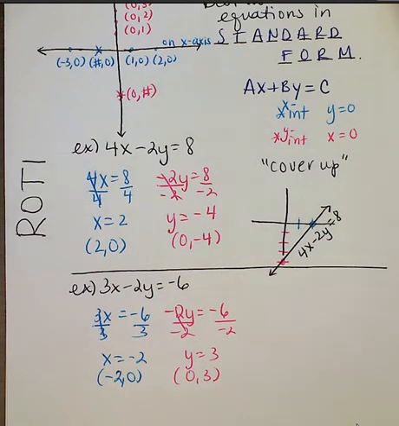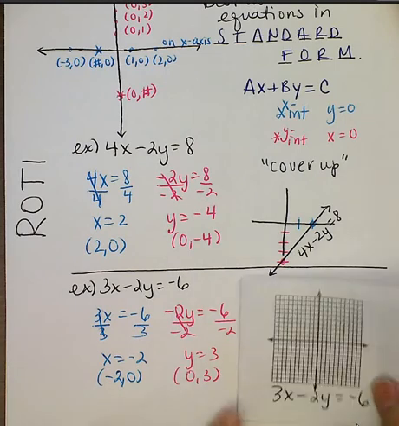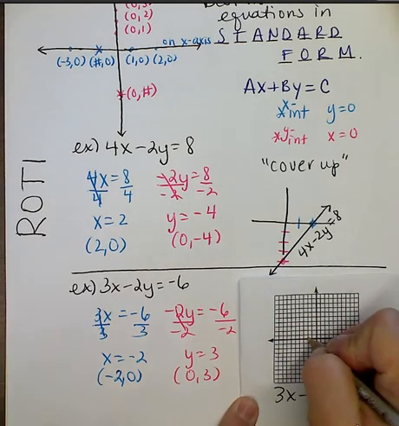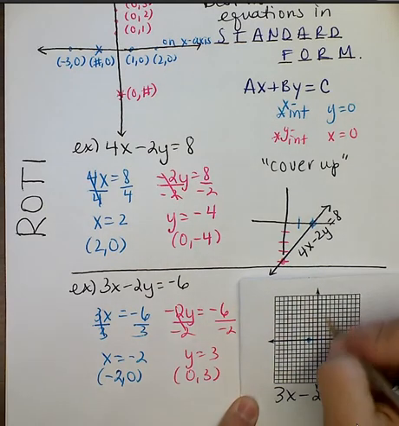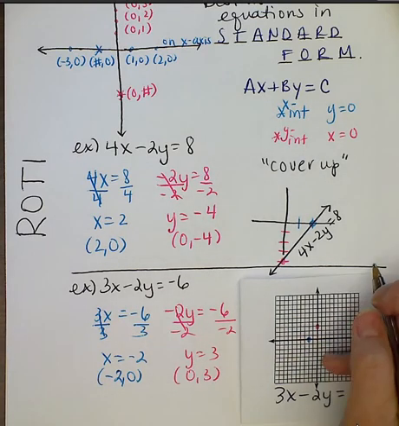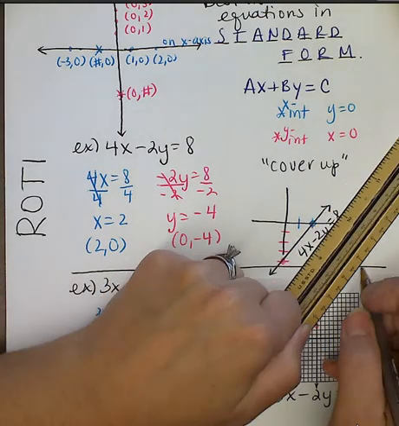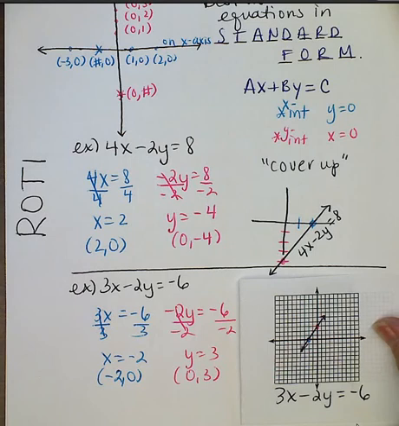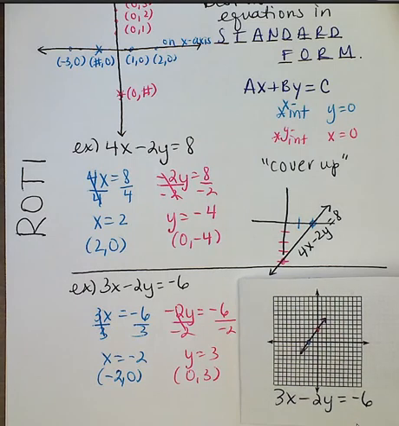Again, whether or not you use a quick sketch, get my little graph paper back out. Negative 2, 0 on the x-axis, 0, positive 3 on the y-axis, and connect those two. Remember, these lines extend infinitely in both directions. And so you've graphed using the cover-up method. You've graphed from standard form. Good luck on this section.